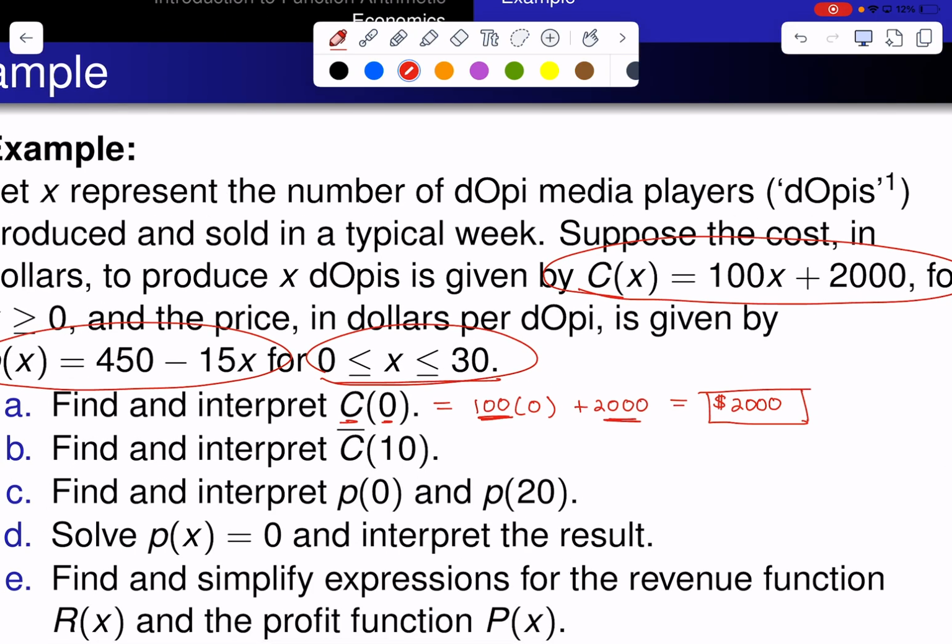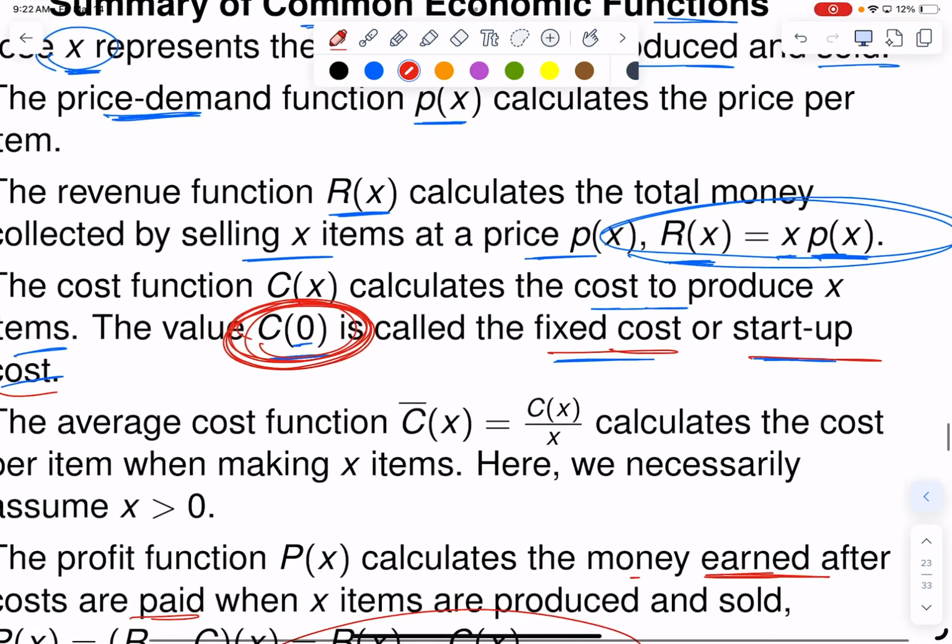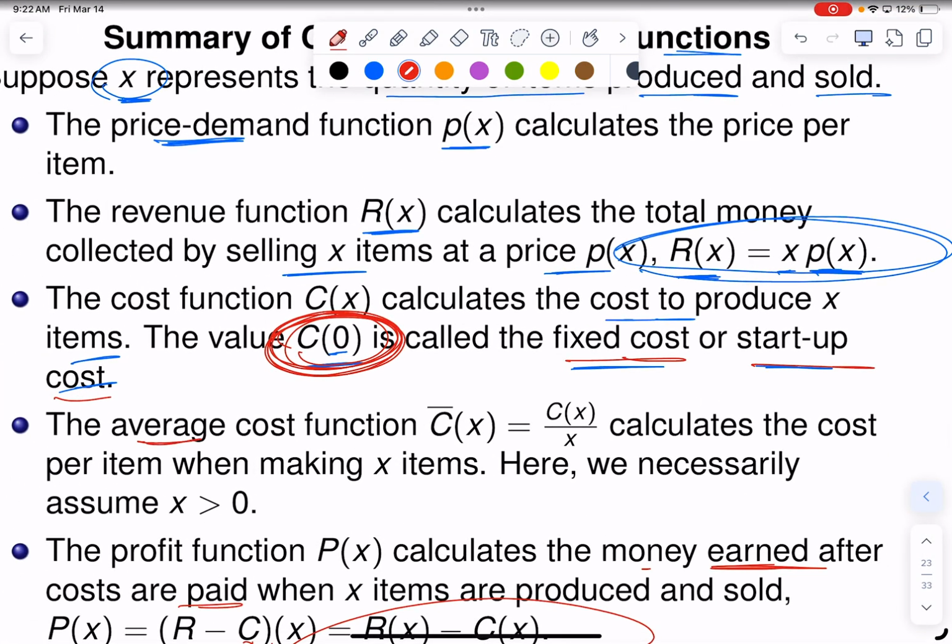Find and interpret what C bar of 10 is. What's C bar stand for? I told you on the previous page. Let's go back to the previous page. What did I say C bar stands for? So average cost. So we want to figure out the average cost if we produced how many dopies?